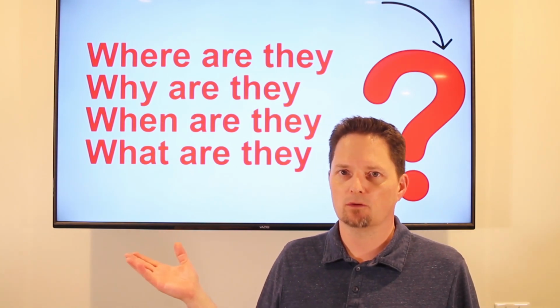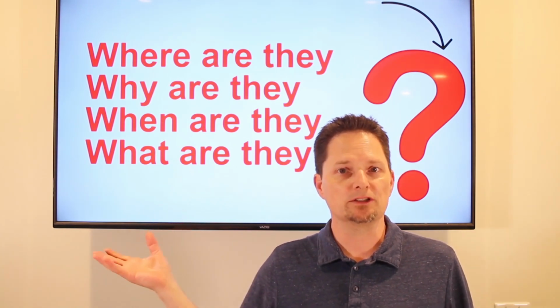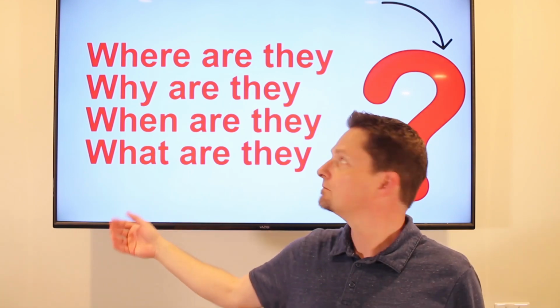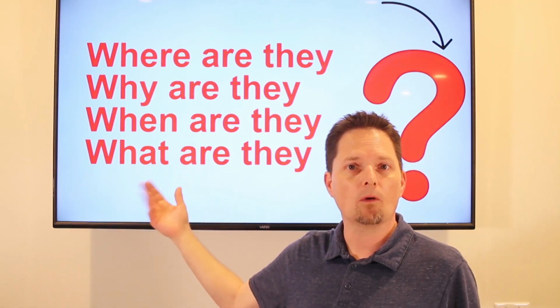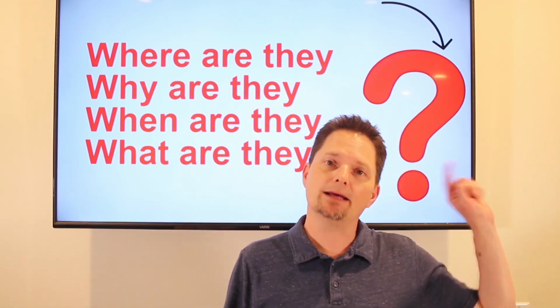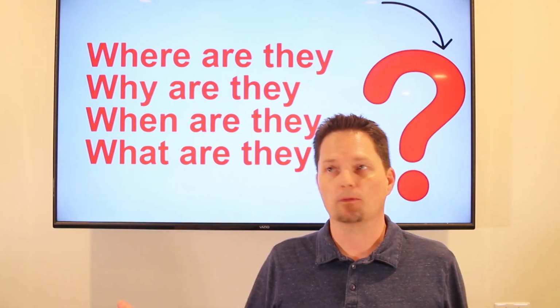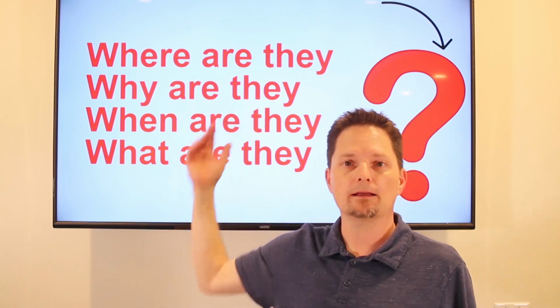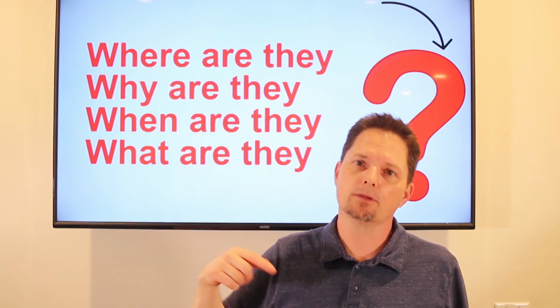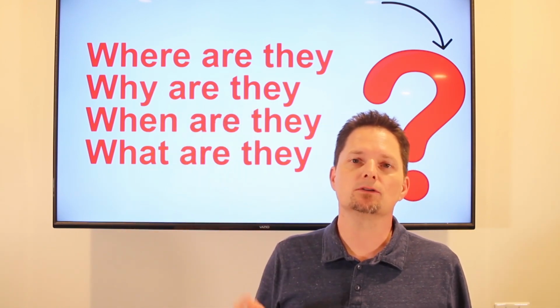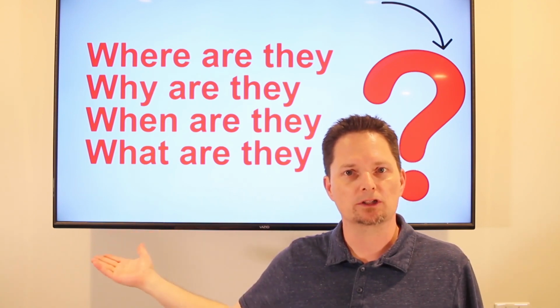These are information questions. With an information question, you start with a question word. Where, why, when, what? And the intonation goes down at the end. Example, when are they? Link the words. When are they coming? The intonation goes down at the end for an information question.